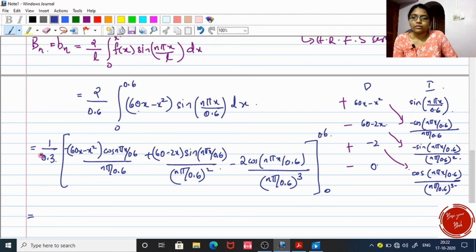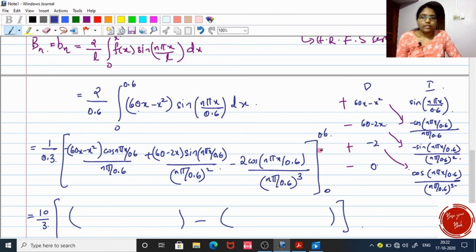Okay, now 1 by 0.3 is just 10 by 3. Just substitute the limits. Actually, when there is a sine coming up, we can avoid it. Why? Because when I substitute this 0.6 over here, it becomes sine n pi 0.6 by 0.6, which means sine n pi is 0. So this term goes to 0 when I substitute this 0.6, and I'll be left with this part.